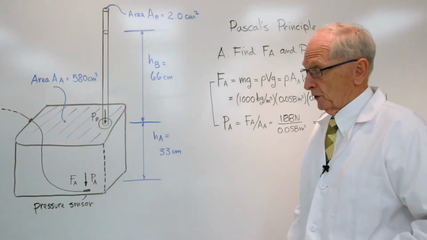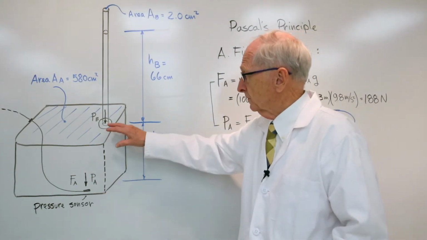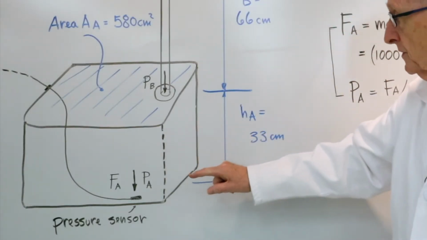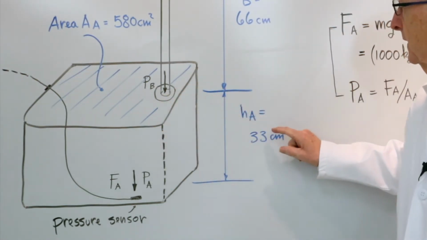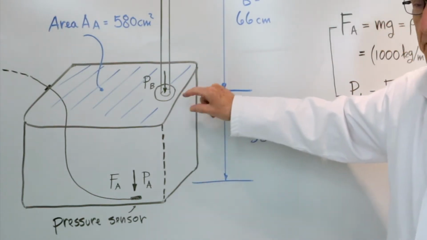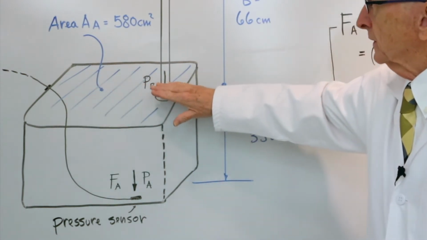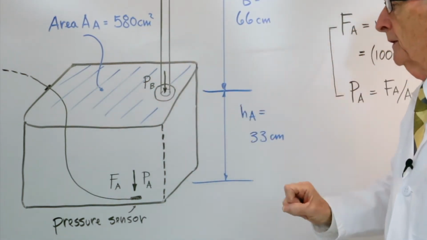So let's see what the equations tell us should be the pressure at the bottom of this container full of water. Here is a sketch of that container with its dimensions. The height of the container that has the water in it is 33 centimeters from the bottom up to this point in the container. The cross-sectional area in the horizontal direction, area A sub A, is 580 centimeters squared.